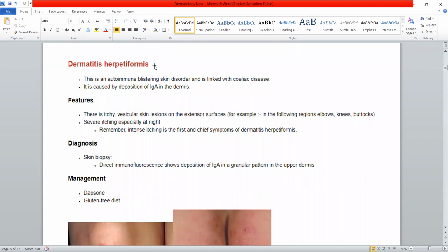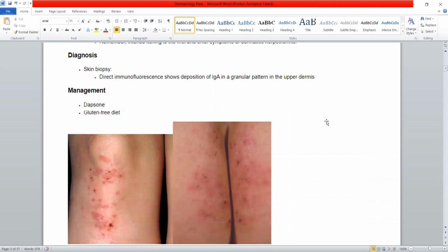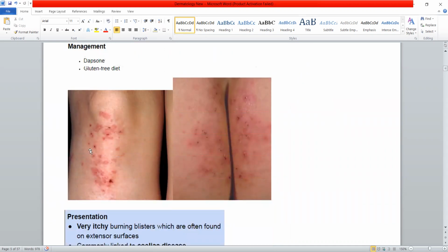The features of Dermatitis herpetiformis are itchy and vesicular skin lesions in a patient with a history of celiac disease. Dermatitis herpetiformis occurs in patients with celiac disease. As its name indicates, it is a herpes-like itchy rash, that is, vesicular skin lesions on extensor surfaces, for example in the regions of the elbows, knees, and buttocks. As you can see in this diagram, the vesicles are crusted.